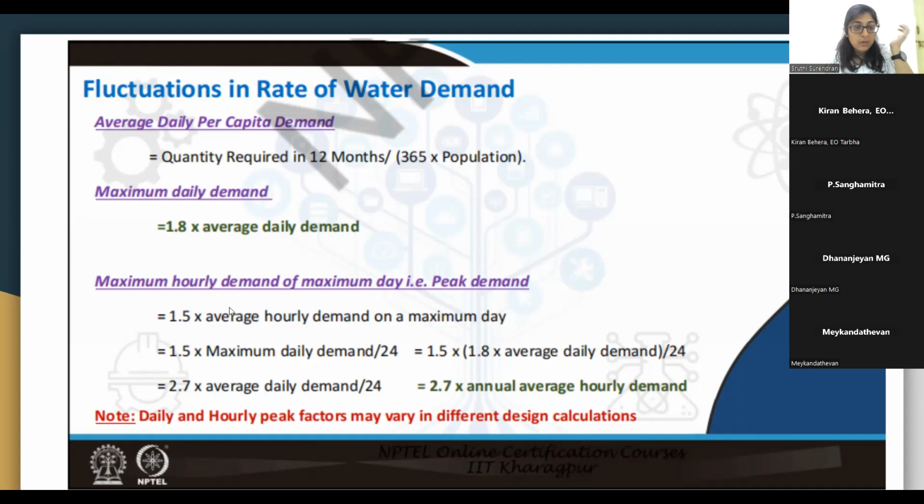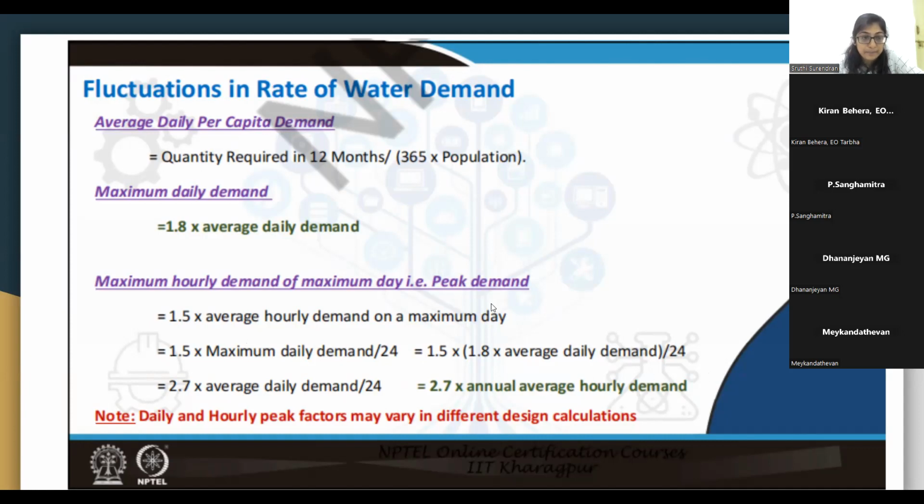So in order to compute that, what will we do? We will multiply 1.5 into average hourly demand on a maximum day. Again, you have to take care of this word maximum day. So average hourly demand of a maximum day is equal to what? The maximum daily demand by 24. That is, we are dividing the daily 24 hours demand by 24 will give us the average hourly demand for that maximum day. Now, what is the maximum daily demand? 1.8 into average daily demand. So substituting this value in this maximum daily demand, we will get 1.5 into 1.8 into average daily demand divided by 24, which gives us 2.7 into average daily demand by 24, which is equal to 2.7 into annual average hourly demand. So all these words are confusing, I understand.